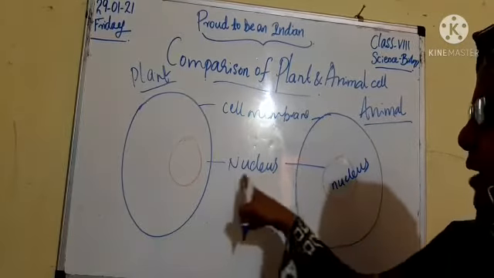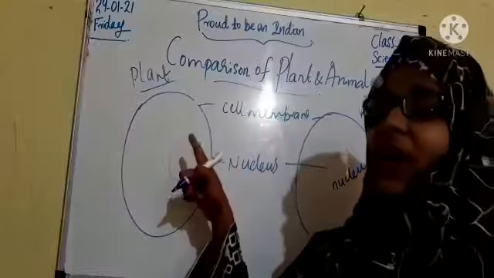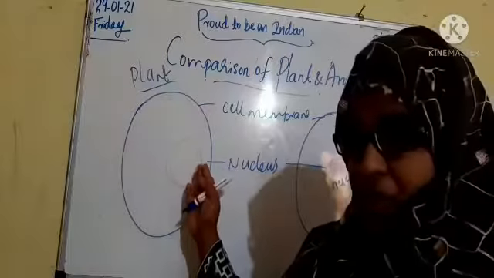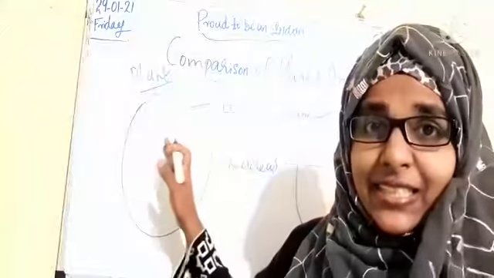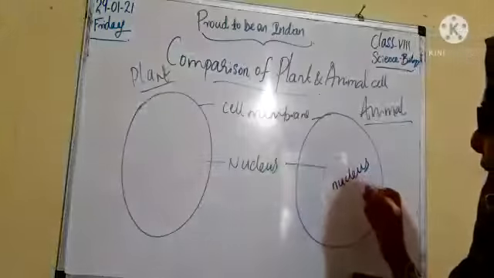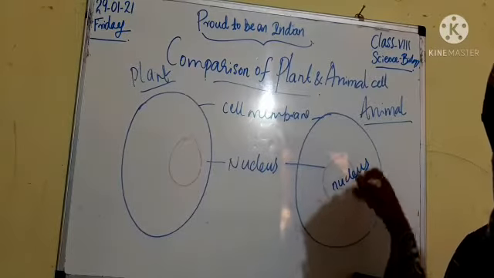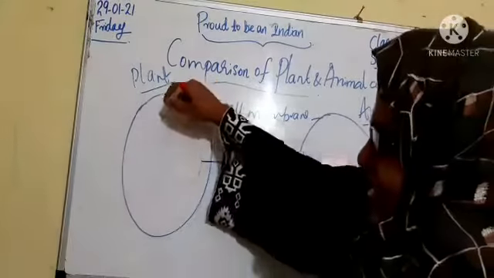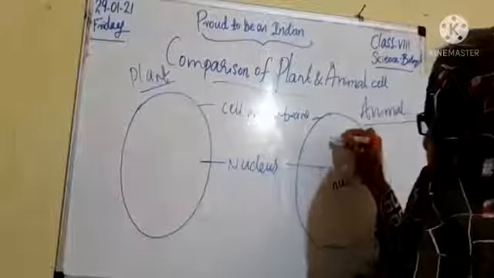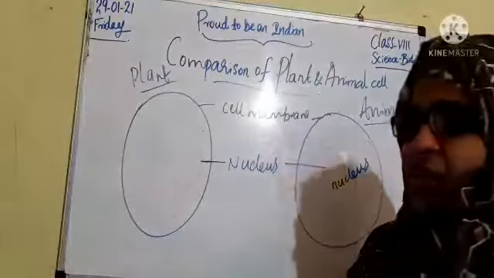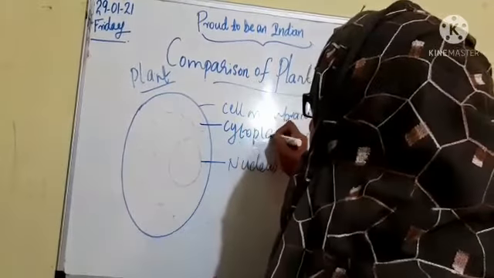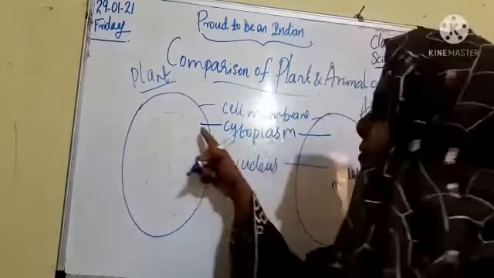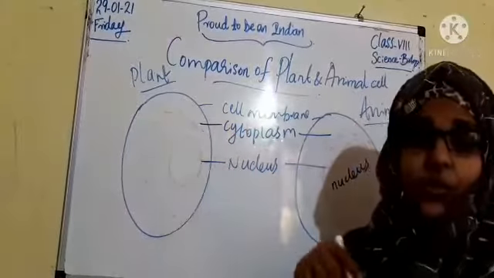This is nucleus. Okay, but in plant cell, nucleus is at the side of a cell. Look at the picture, we can see it. Nucleus is at the side of the cell in plant cell. That is one difference. Okay, but in animal cell, nucleus is at the center part. Okay, we already discussed that a jelly-like substance present in between the nucleus and cell membrane, that jelly-like structure we call cytoplasm. It is seen in between the cell membrane and nucleus.